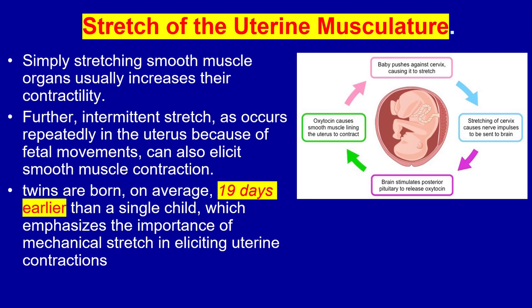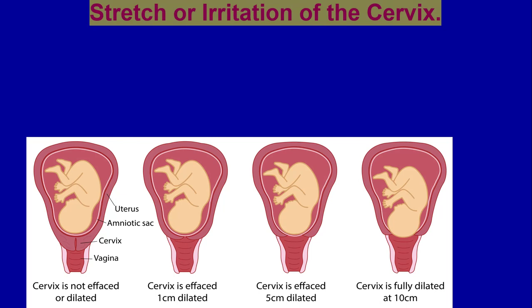Twins are born on average 19 days earlier than a single child, which emphasizes the effect of mechanical stretch in eliciting uterine contraction. Two babies stretch the uterus more. That's why in case of twins, the labor or parturition occurs 19 days earlier than in a single pregnancy.